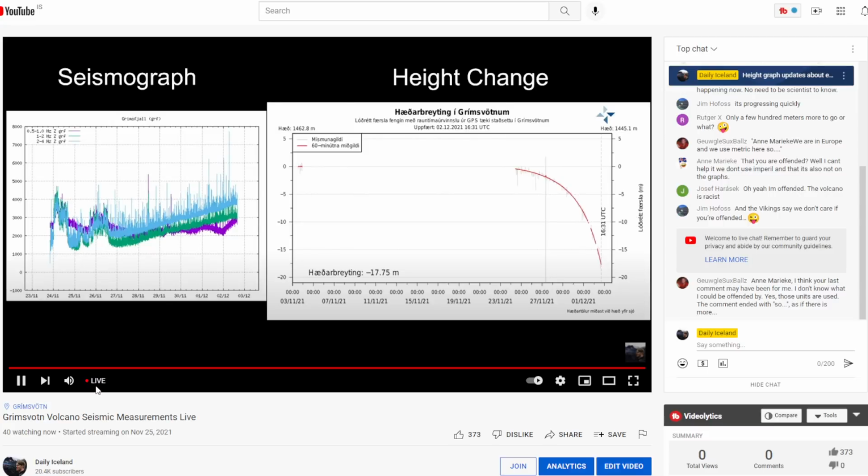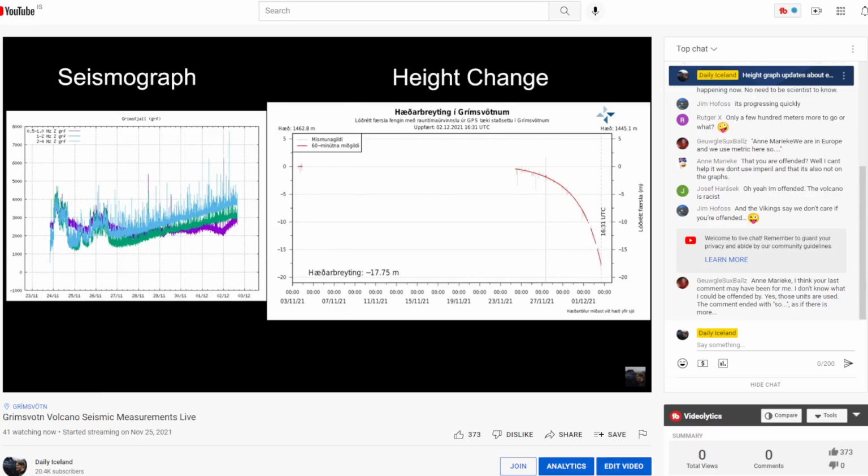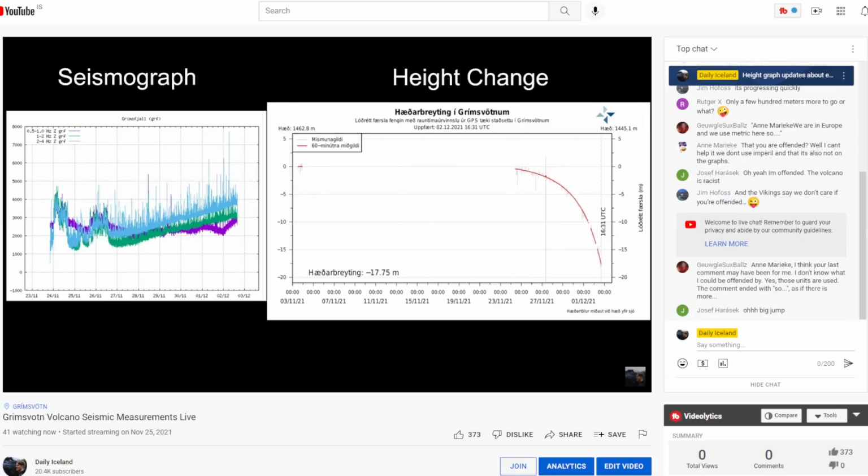So there's an increase. The other thing, too, is there's a fantastic live chat. A lot of people are in here talking, and it's a great way to ask questions. No one's really saying anything terrible. Everyone wants to help each other out, which is really, really good.